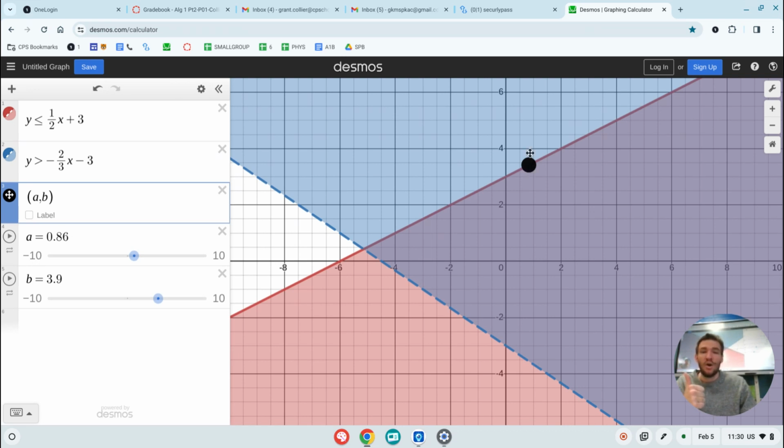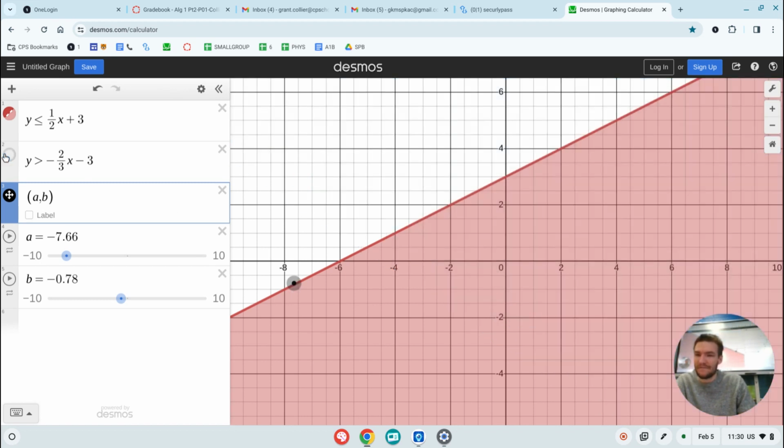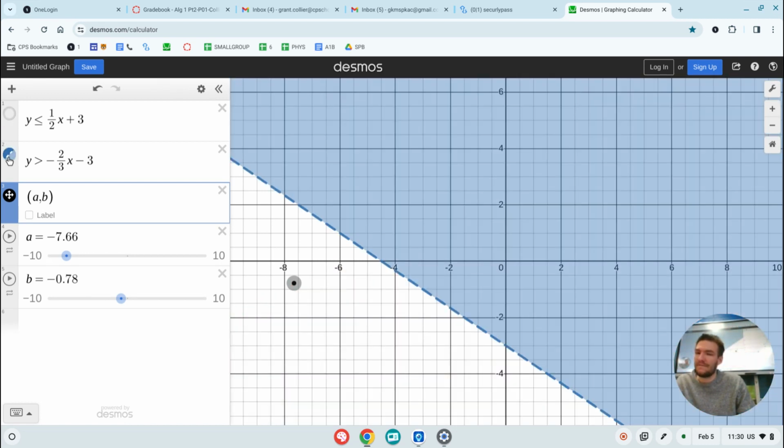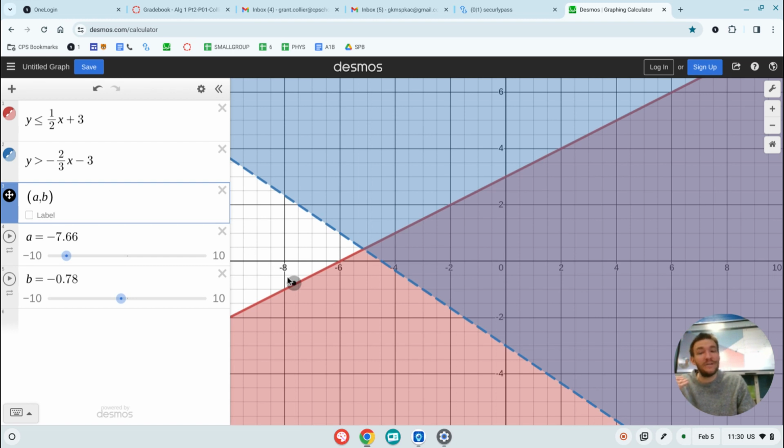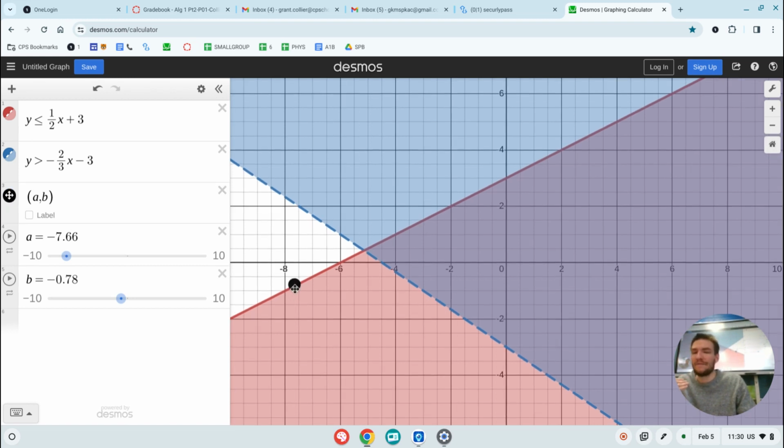All right. What about this? What if I move my dot right here? Yes or no? Solution or not? So this one's really tricky. It always ends up catching about half the class. Does this dot work for the red graph? Yeah. Does it work for the blue graph? No. So even though it's on a solid line, it has to be on the solid line of the purple section for it to count.